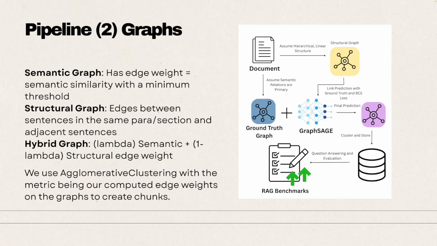To create chunks from the graphs we had, we used agglomerative clustering. The RAG chunks were then taken to be these node clusters.